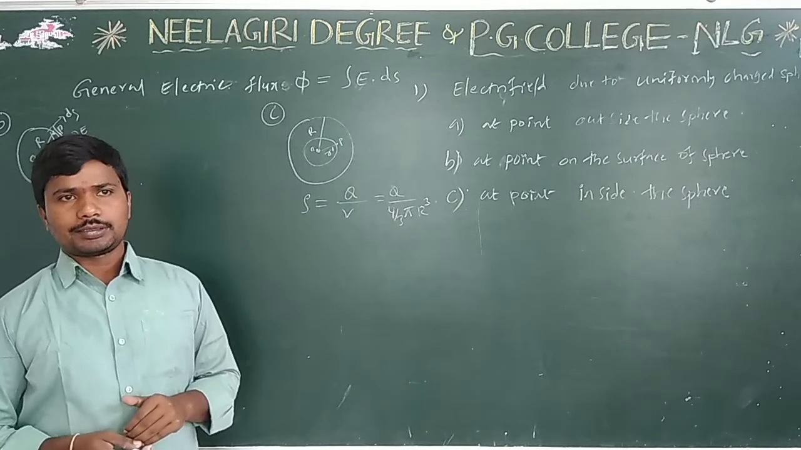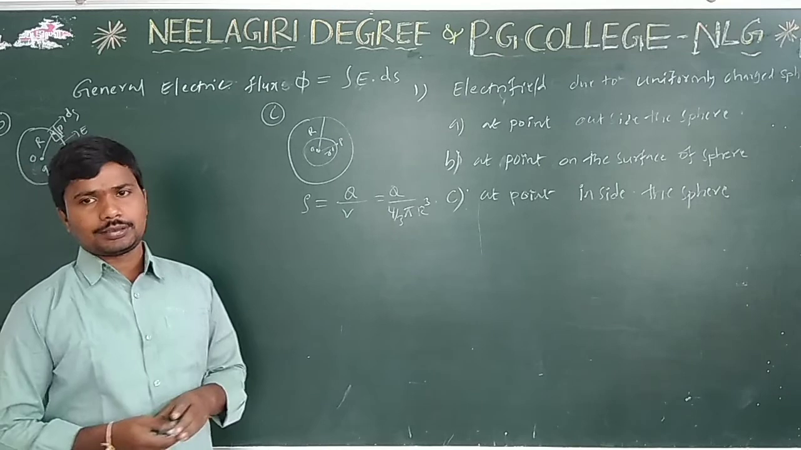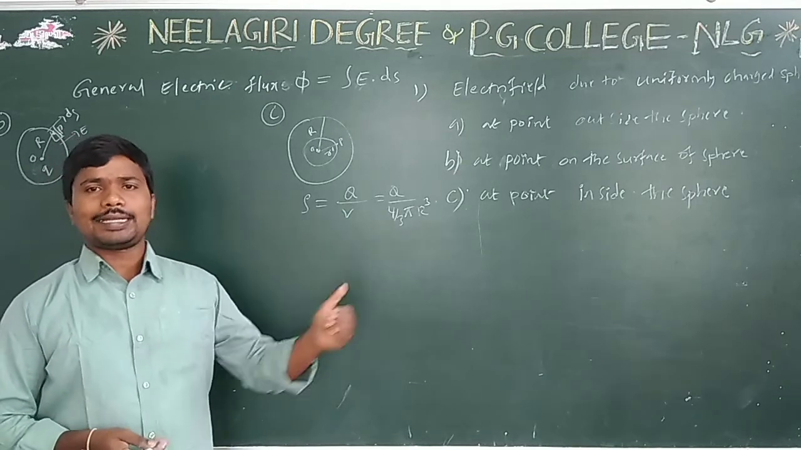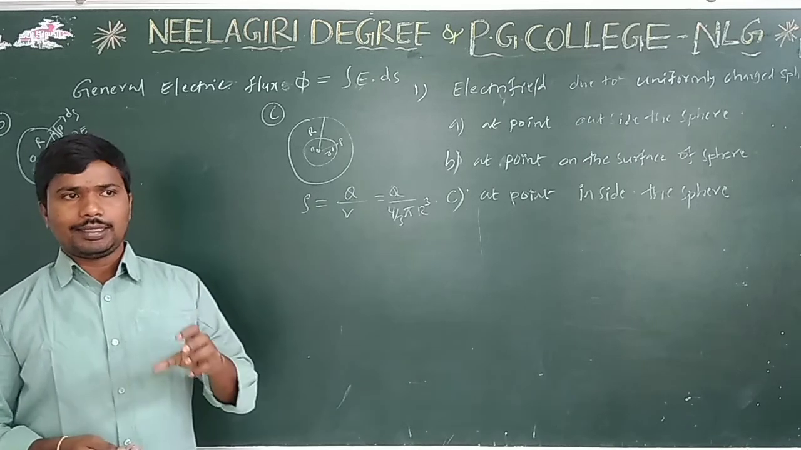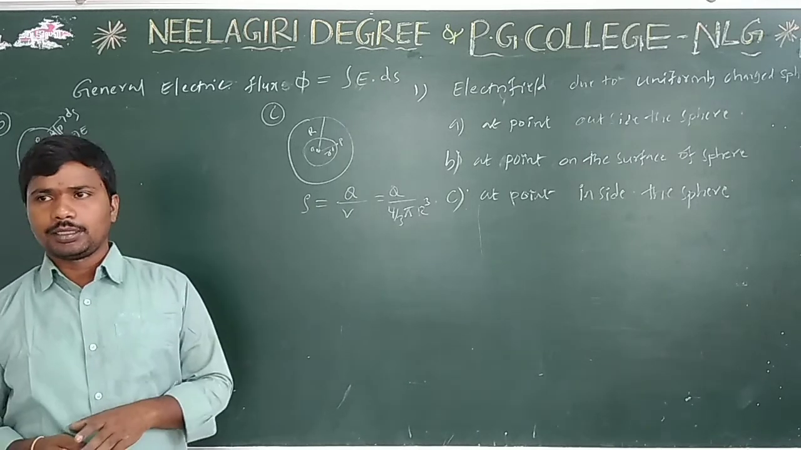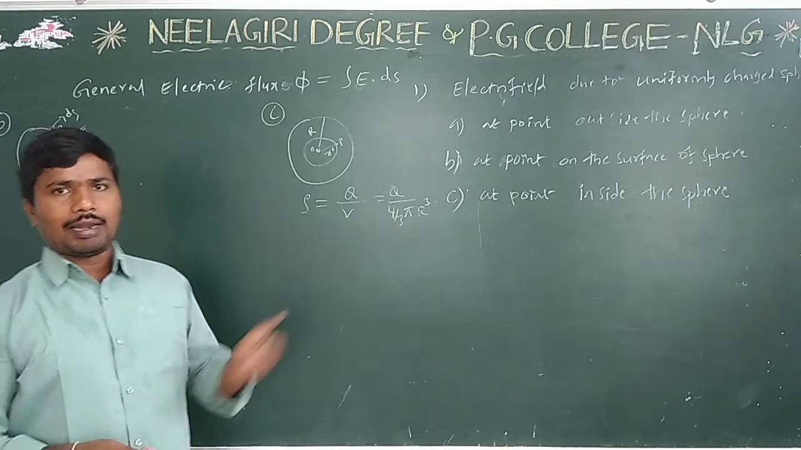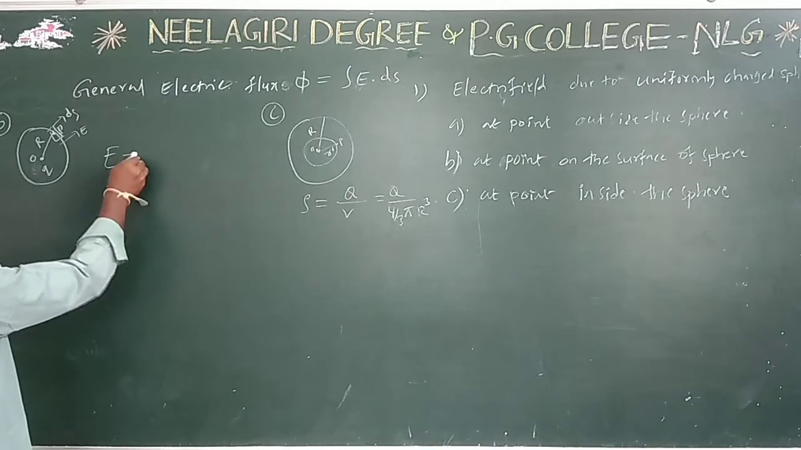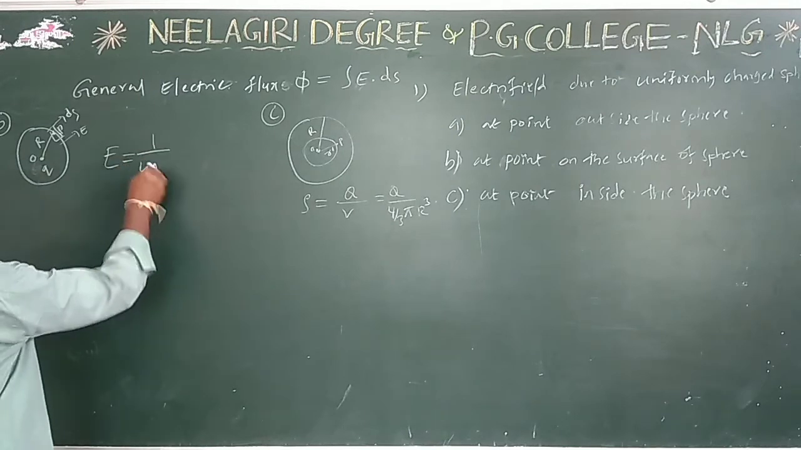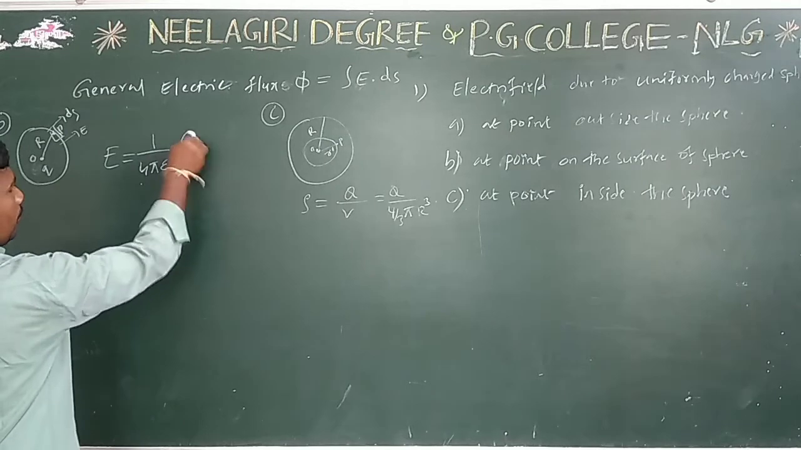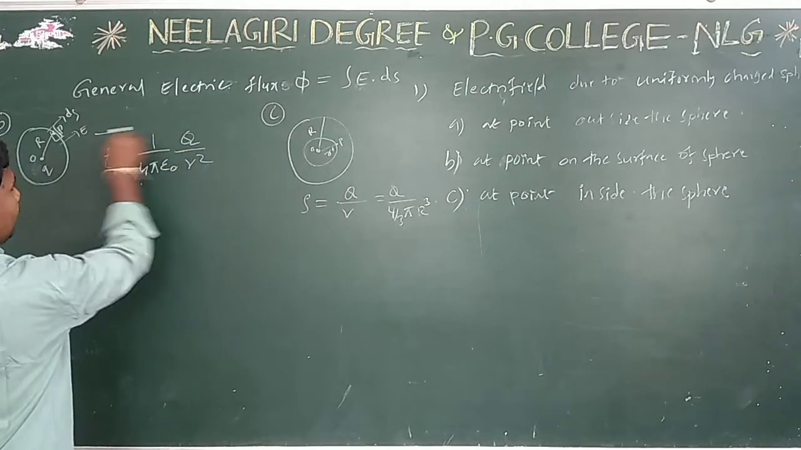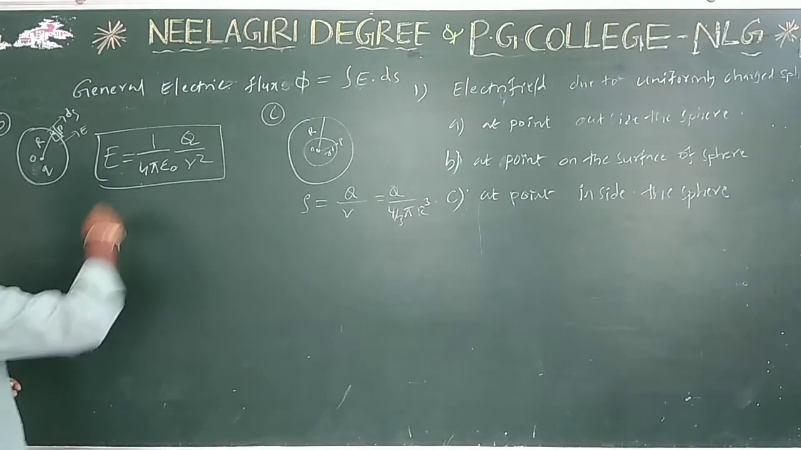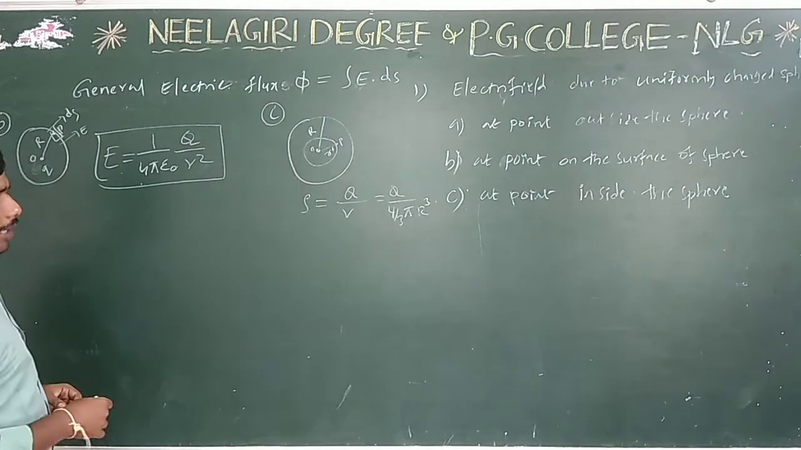Now, in this class, we discuss the remaining two cases: a point on the surface of the sphere and a point inside the sphere. So, very simple, a point on the surface of the sphere. Let us recall our last class: what is the electric field? E outside the sphere is equal to 1 by 4 pi epsilon naught, q by small r square. This is the electric field due to a point outside the sphere.